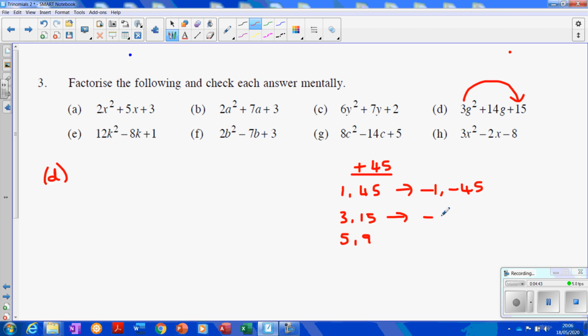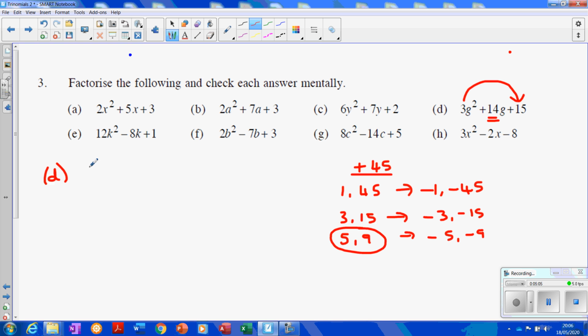So 3 and 15 becomes minus 3 minus 15, and 5 and 9 becomes minus 5 and minus 9. Now we are looking for plus 14. That would give me 46. That would give me minus 46. That would give me 18. That one there would give me minus 18. That would give me 14. So that's the factors there.